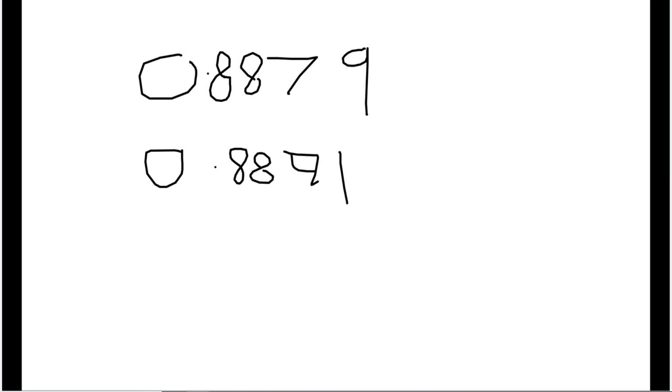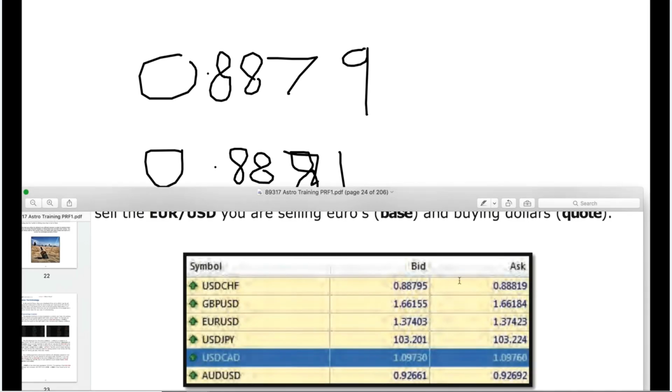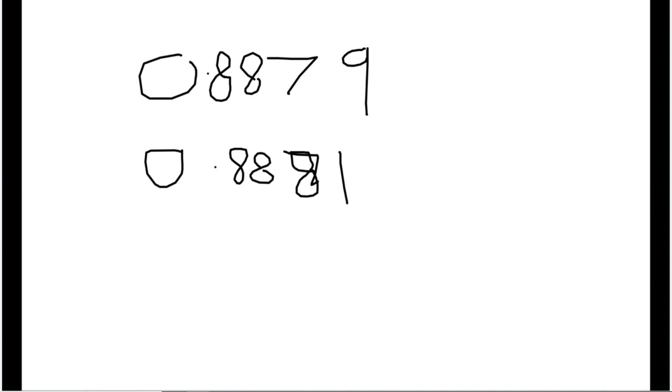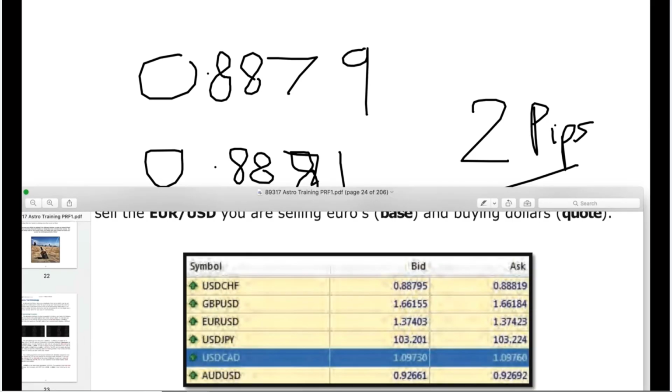Whoops, sorry, my bad. 8881. All right, anyway, guys, it's in the book. The fifth decimal here, I've ignored again. I've just explained why. So we want to go 1, 2, 3, 4. So if we go from 79 to 81, simple maths, guess what? It is a difference of 2 pips.